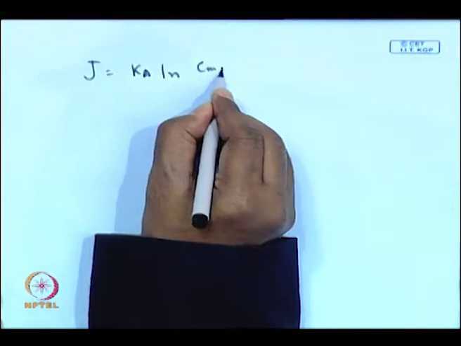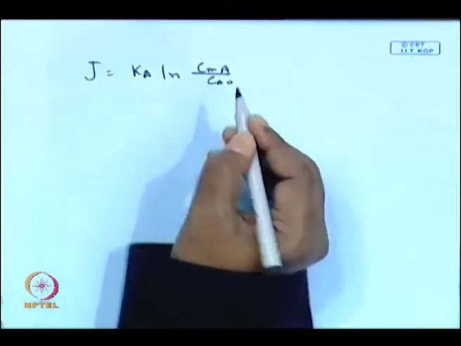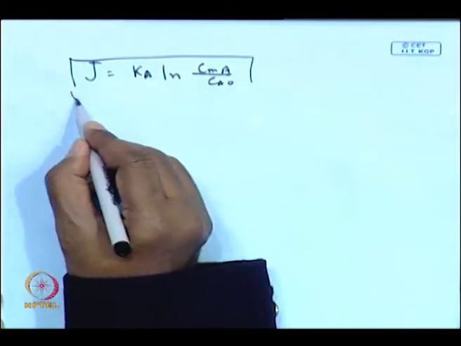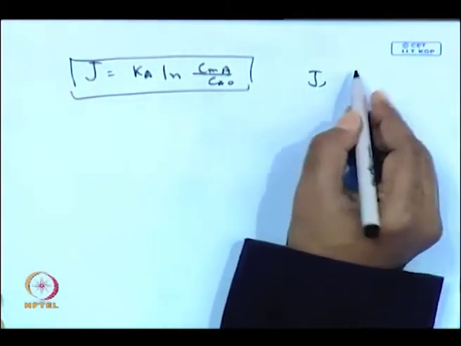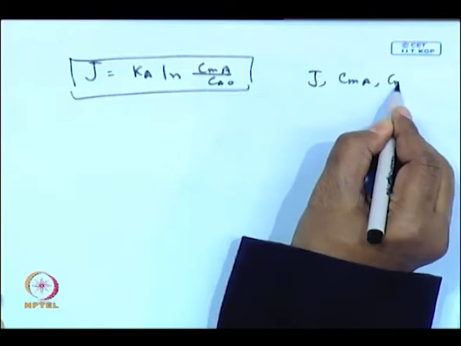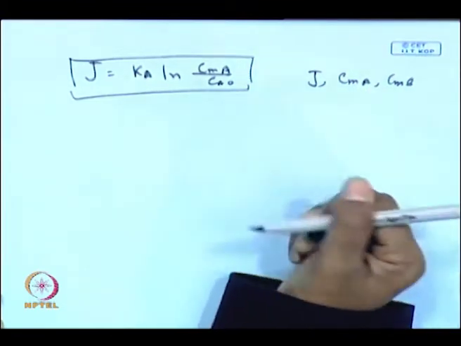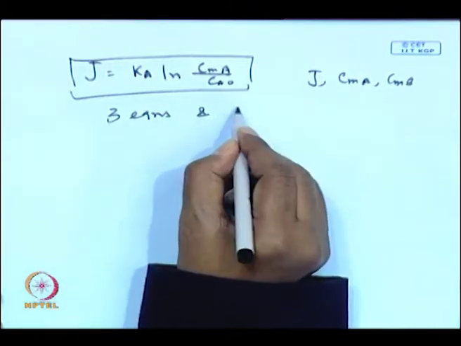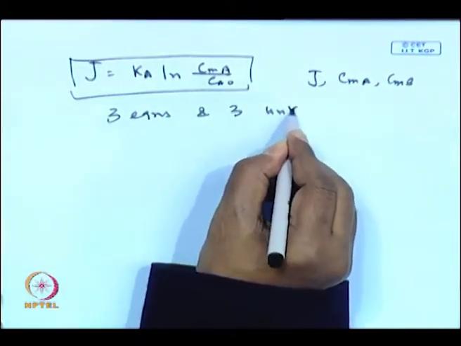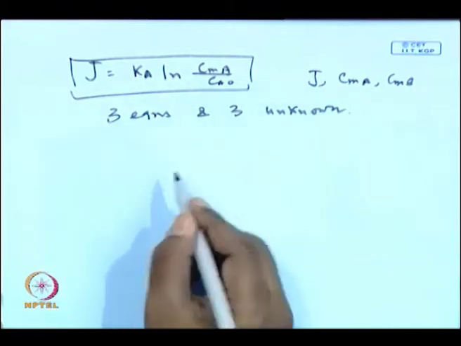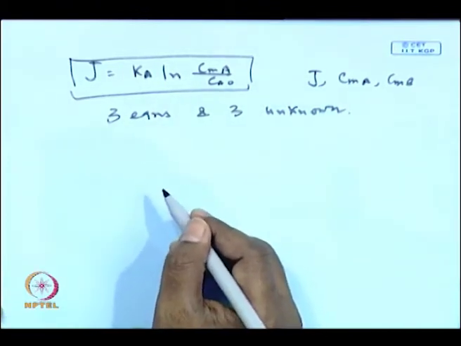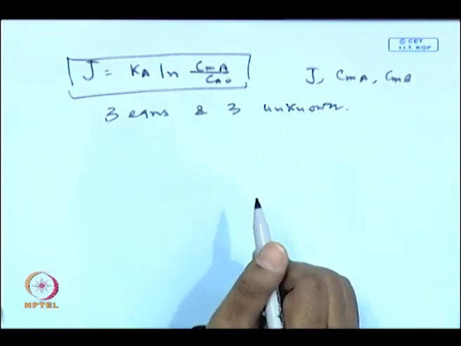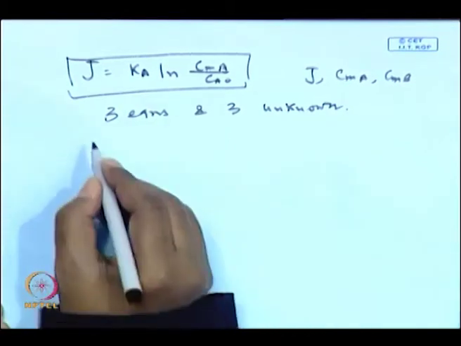ln CMA divided by Ca naught. Okay. So, this is the third equation. So, 3 unknowns J, CMA, CMB, and you will be getting 3 equations. So, 3 equations, 3 unknown system. Therefore, it is a completely defined problem, and one can get the solution. So, you just use this relationship.